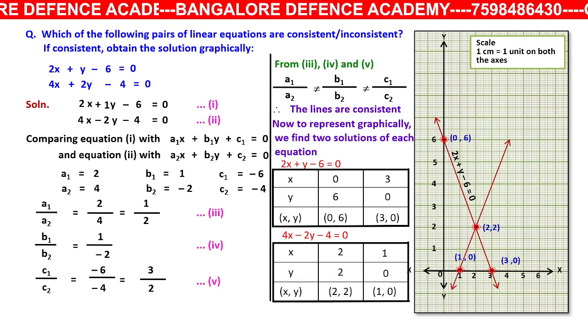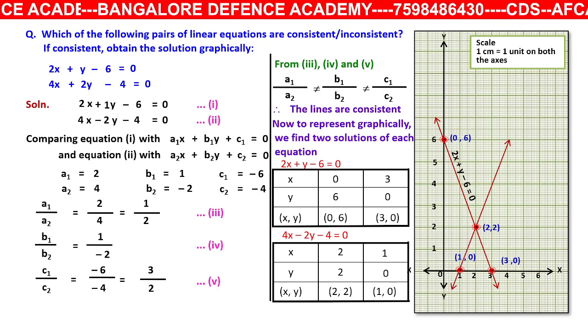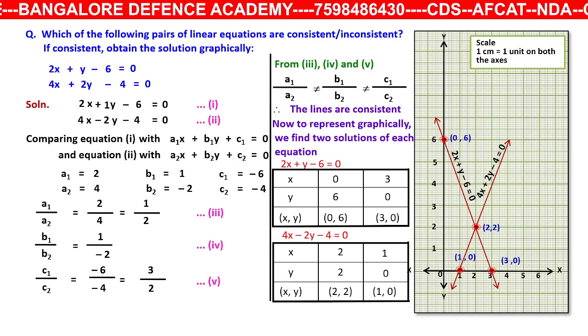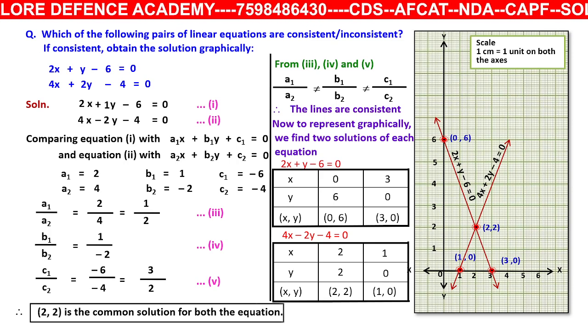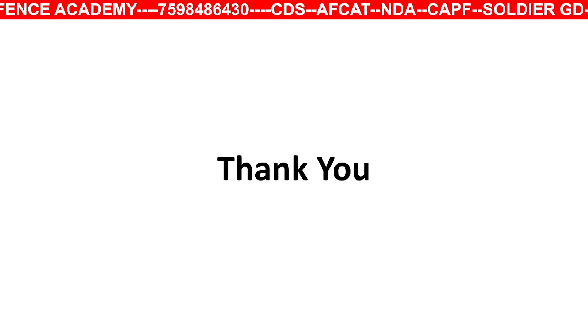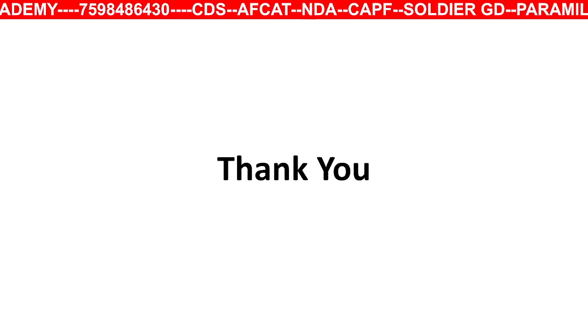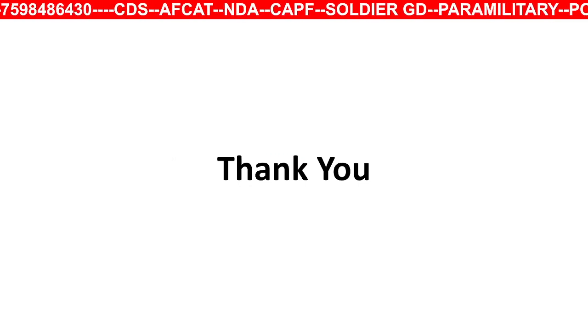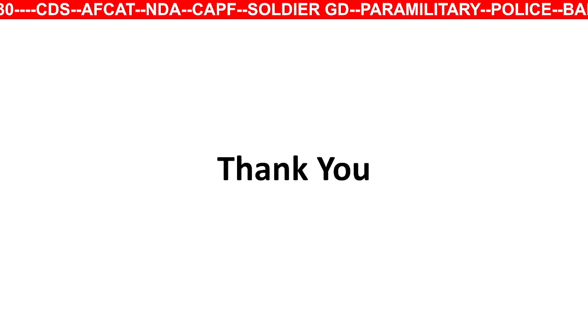So when you draw this line, they are intersecting with each other. So this is how the graphs are plotted. Okay, so now this is the common point. 2 comma 2 is the common point. So I hope you understood the graphical method also in this video. We'll come up with a new interesting topic in the next video. Thank you.